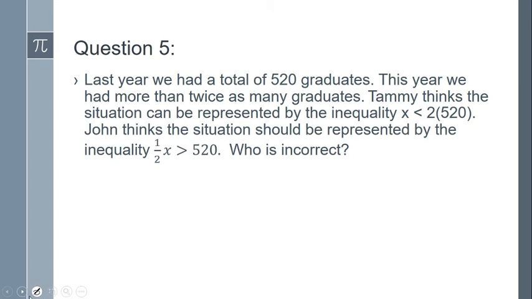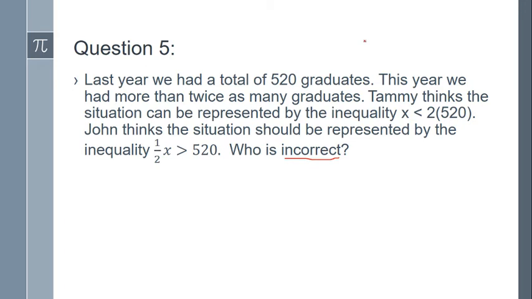All right, so finally, last, question 5. Last year we had a total of 520 graduates. This year we had more than twice as many graduates. Tammy thinks the situation can be represented by the inequality x is less than 2 times 520, and John thinks the situation should be represented by the inequality 1/2 x is greater than 520. Who is incorrect?